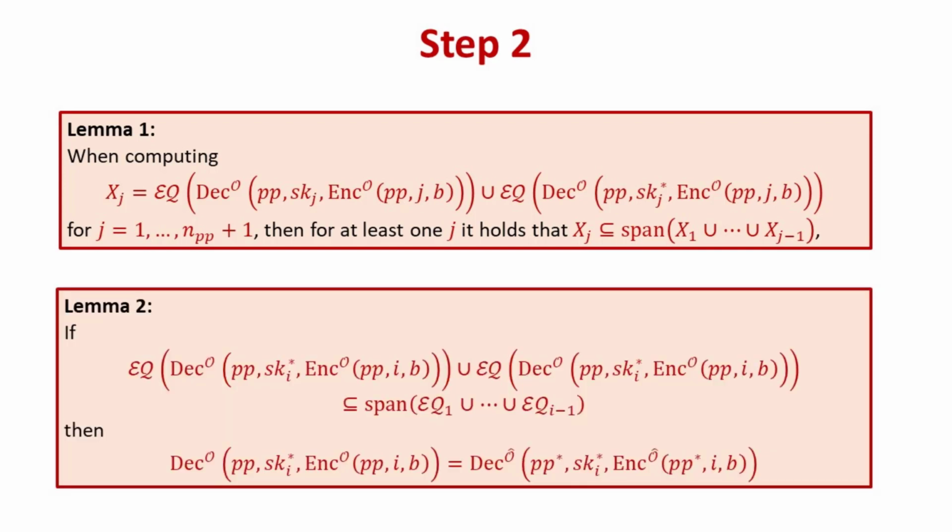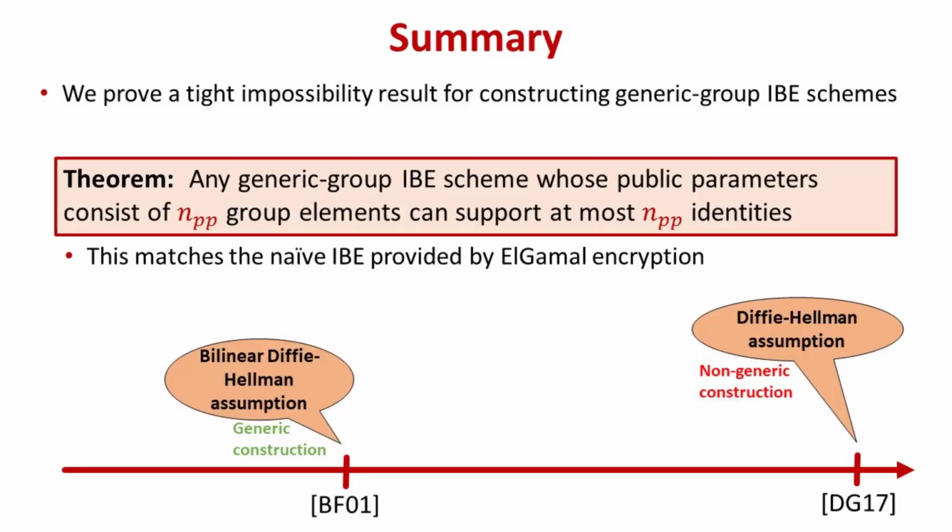The analysis then moves on to show that if the index I chosen by our attacker is an index for which the above occurs, then decryption using the alternative secret key with the actual oracle and public parameters, and decryption using the alternative oracle, public parameters, and secret key have the same output, and our attacker wins.